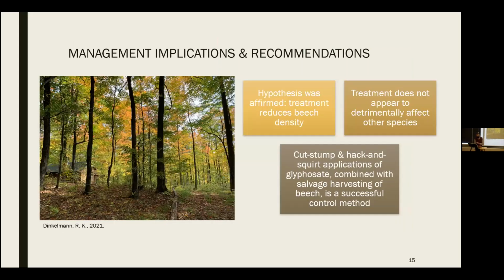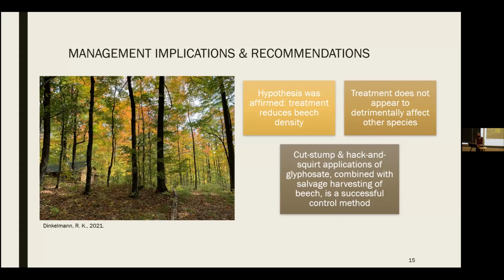So there are a couple of management implications suggested by the study. First, it appears that cut stump glyphosate application in conjunction with salvage harvesting is effective at controlling beech stems within the regeneration layer. And this appears to hold true even in stands like this one where there's reportedly a higher proportion of seed source beech regeneration. Second, as with previous studies, including the Duckett 2020 study at Haliburton Forest, this study affirms that this type of treatment doesn't really have any detrimental effect on stems of other tree species within the treated plots.